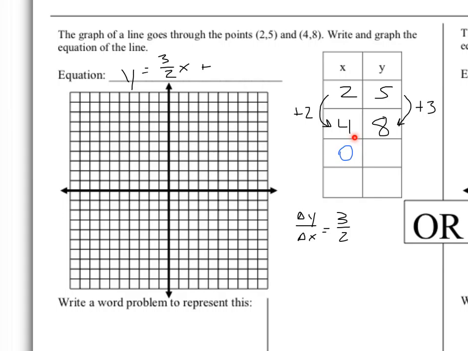The first way is really a way of just estimating it. I can actually just graph these 2 points, and if I graph the 2 points and draw a line through it, I can just see where it's going to cross over the y-axis. So I'm going to take this and I'm going to graph it. My point (2, 5). And my point (4, 8).